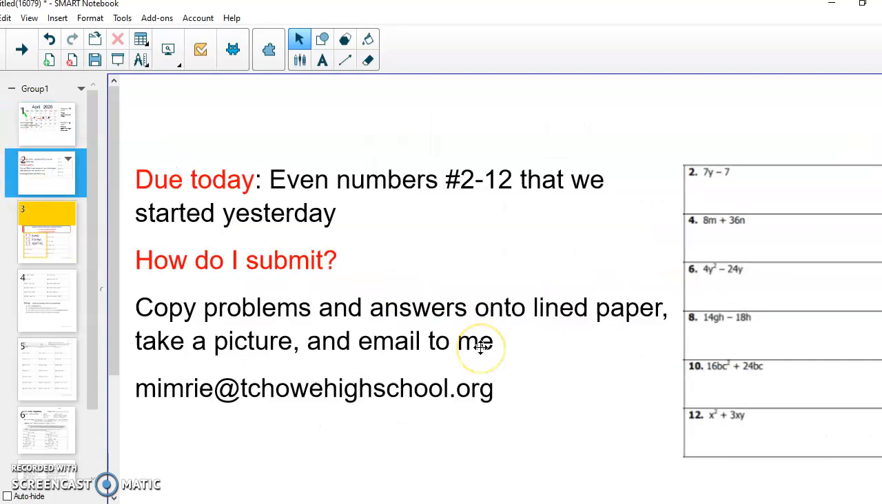So let's start out by talking about what is due today. We saw on the calendar that we have a graded assignment. Yesterday, we started looking at how to find greatest common factor with factoring. I asked that you get started on numbers 2, 4, and 6. What you need to finish are problems 2, 4, 6, 8, 10, and 12. So that's 6 problems. We started them yesterday.